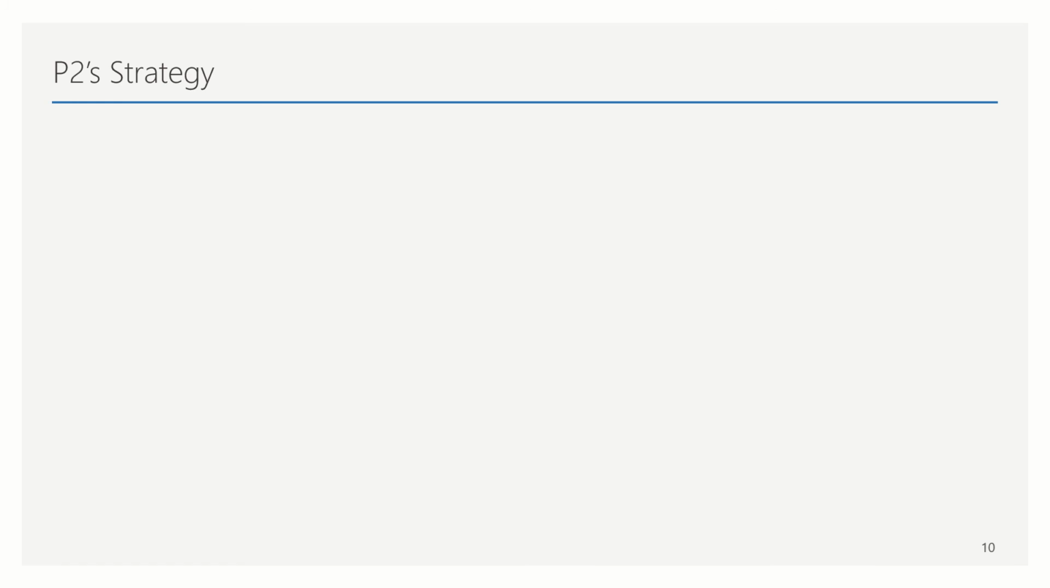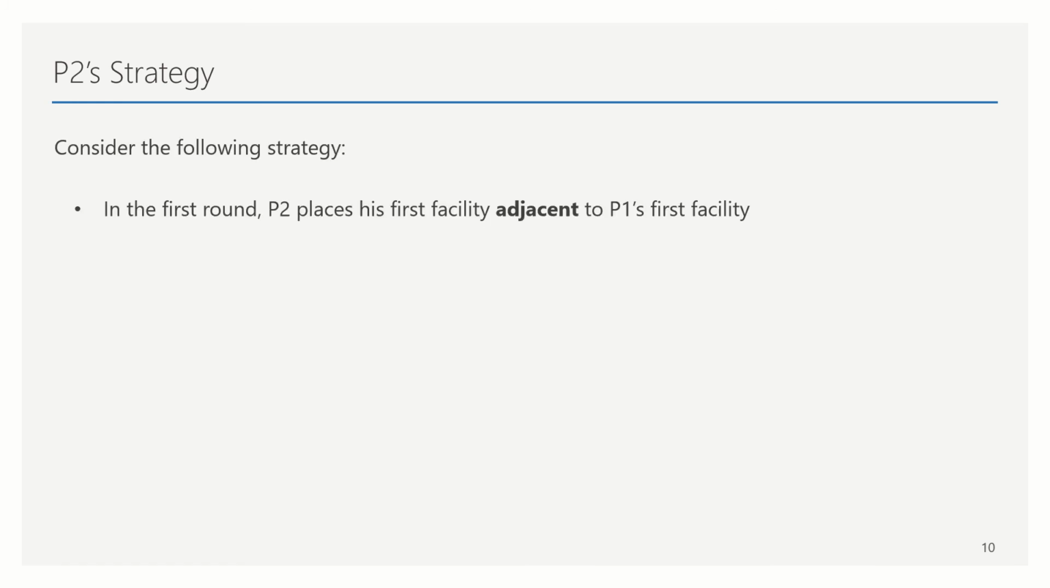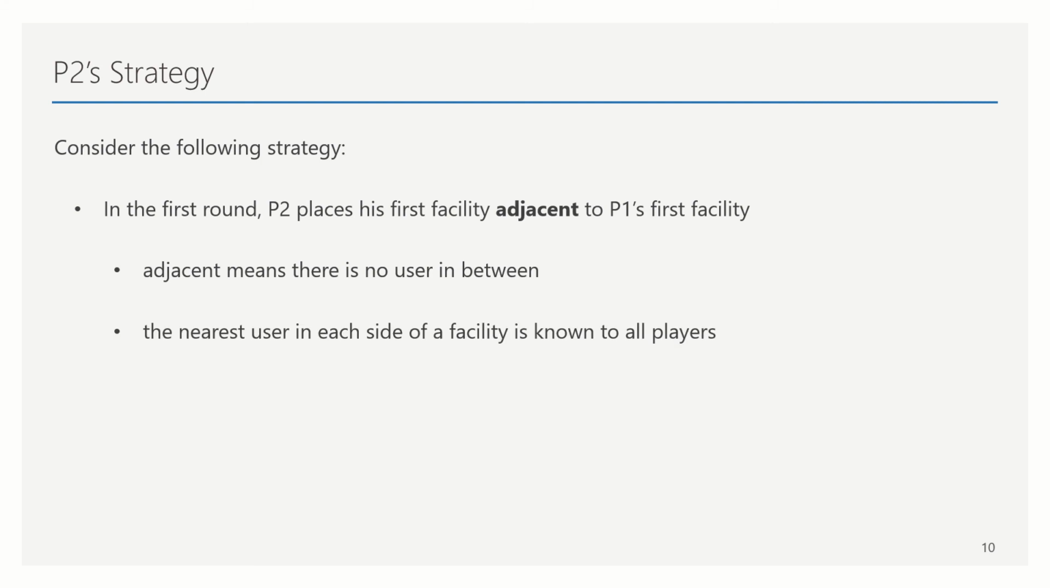Now, let's see the following strategy for P2. In the first round, P2 places the first facility adjacent to P1's first facility. Here, adjacency means no user between the two facilities. But how should players know the adjacency neighborhood? The answer is all players know the nearest users on each side of a facility, as we mentioned before.